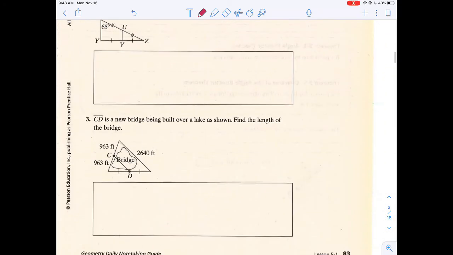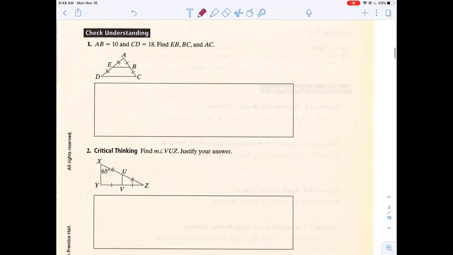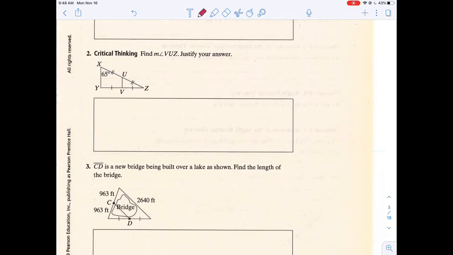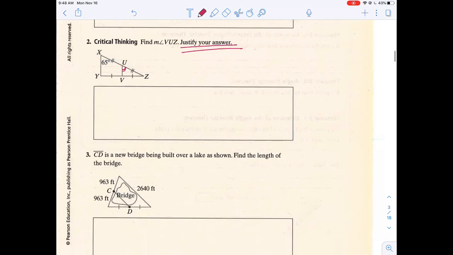There are 3 check for understanding problems to do that I think you can handle. In the first one, they tell you AB is 10, CD is 18, and you're going to find EB, it's this side, BC, and AC. Okay, so you need to find those 3. Then, number 2, you're going to find the measure of angle ZUV, that's this angle right here, and you're going to tell us why your answer is correct.